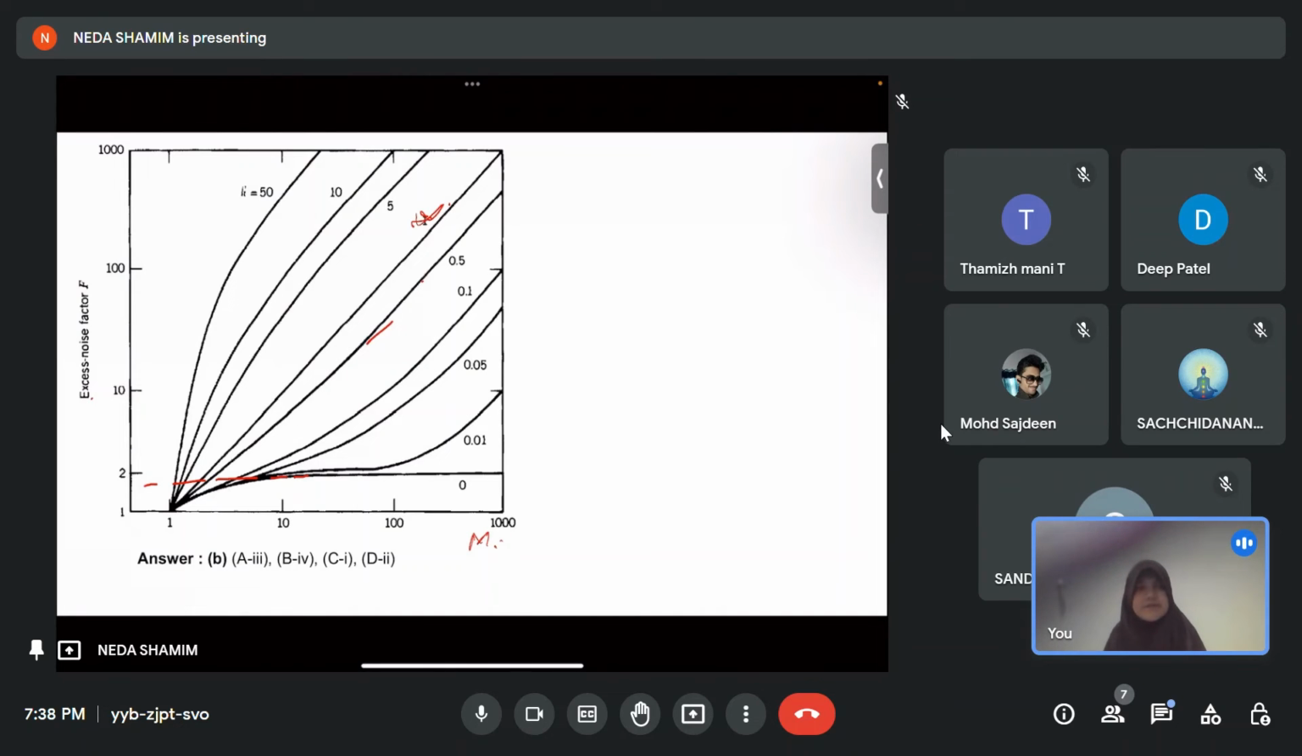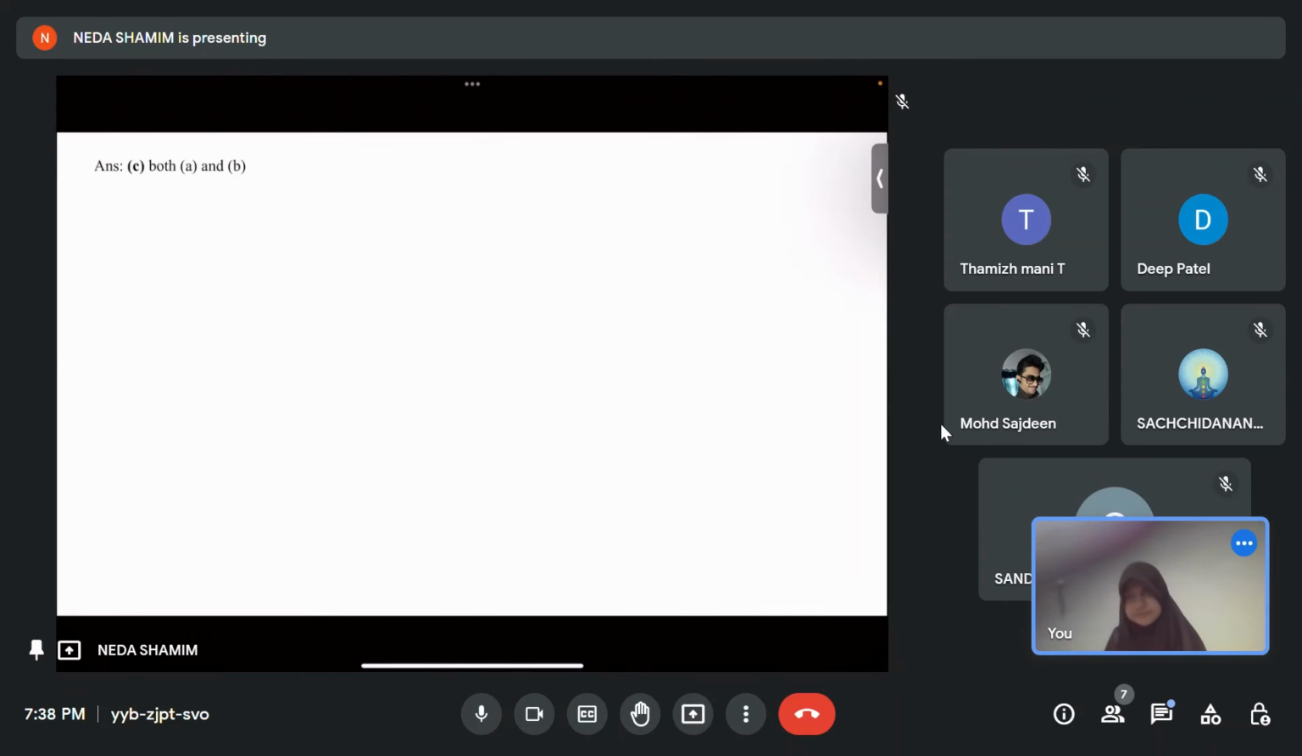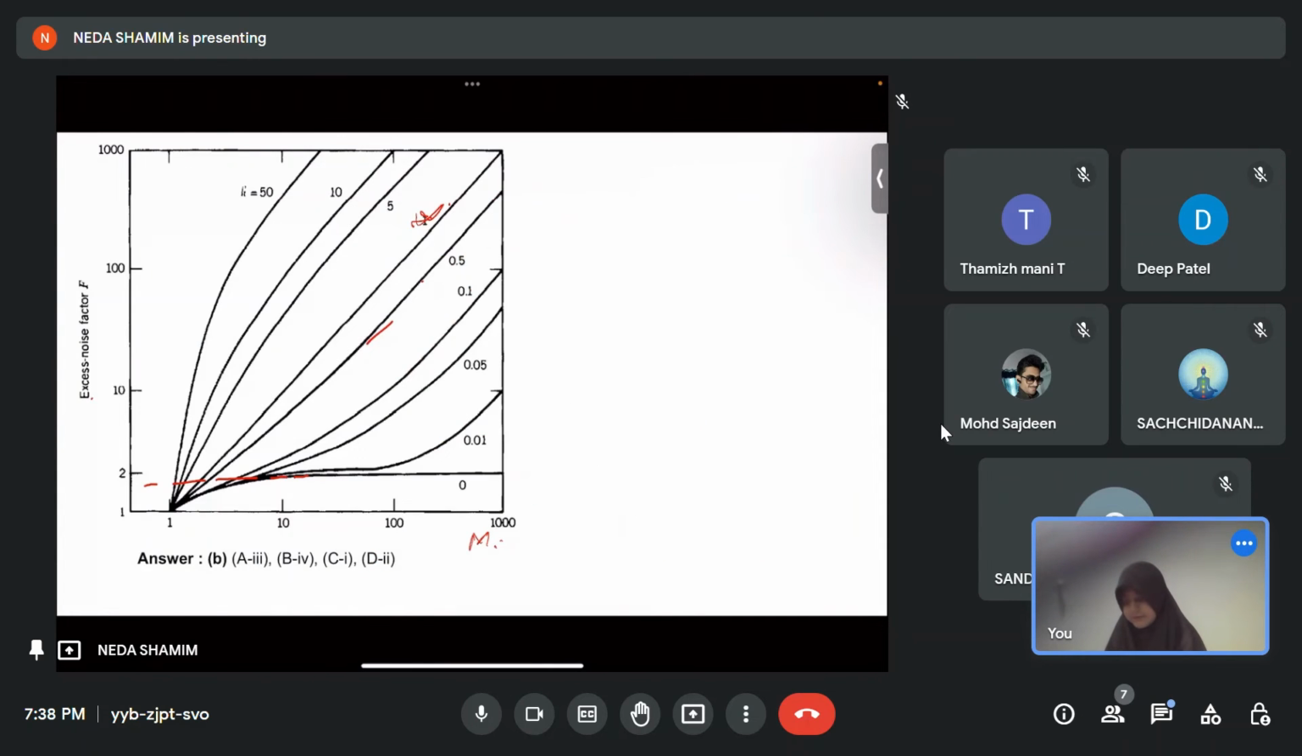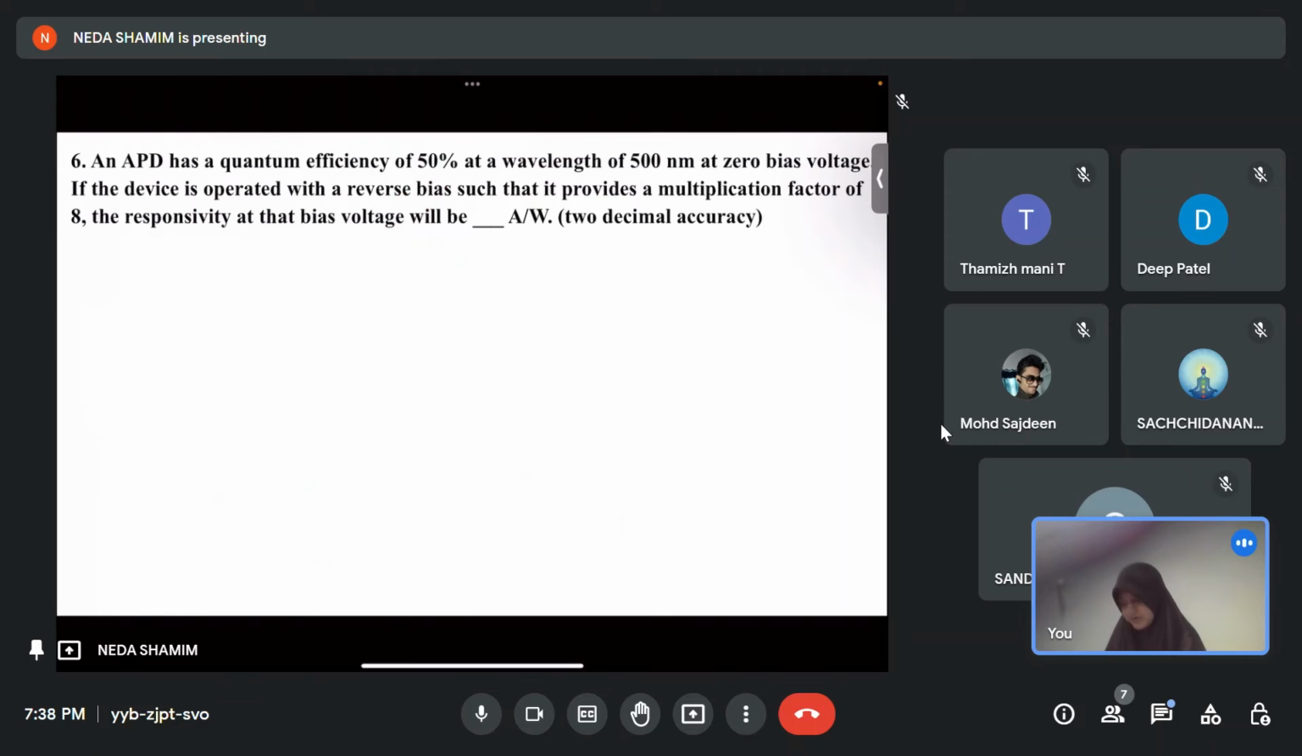Okay, so my answer is B. So now let's move on to our next question. Next question is, my avalanche photodiode has a quantum efficiency, my eta is given as 50%.